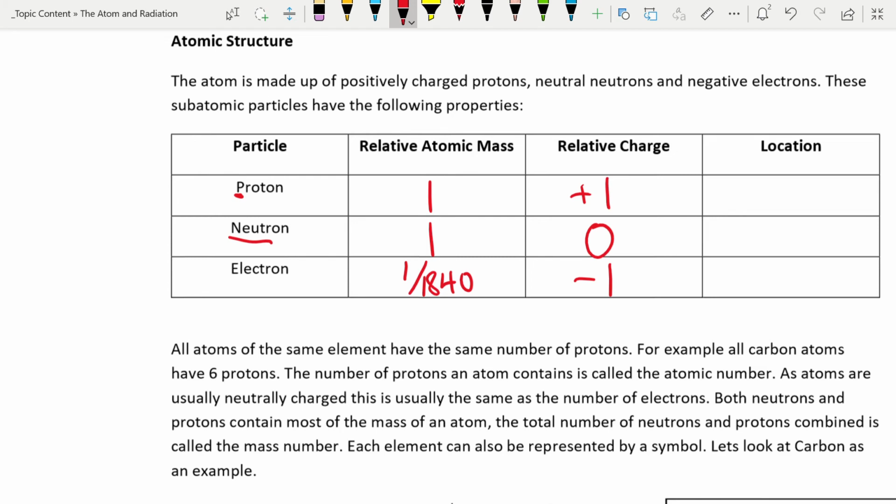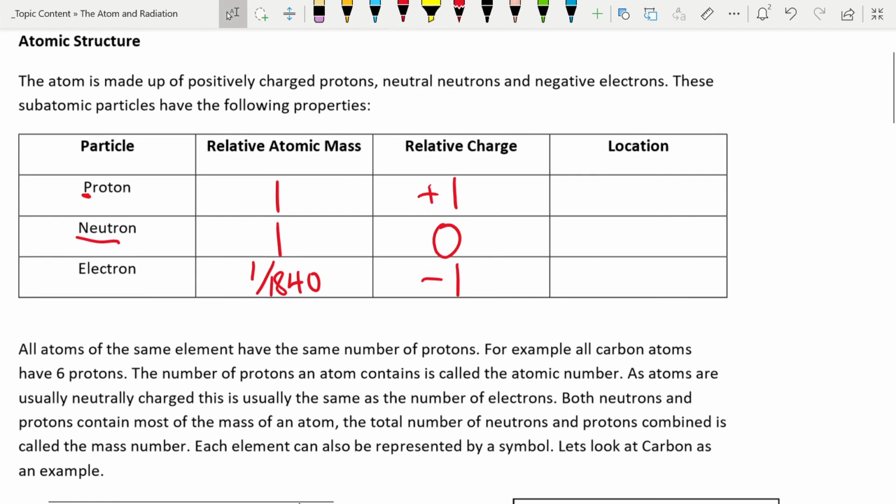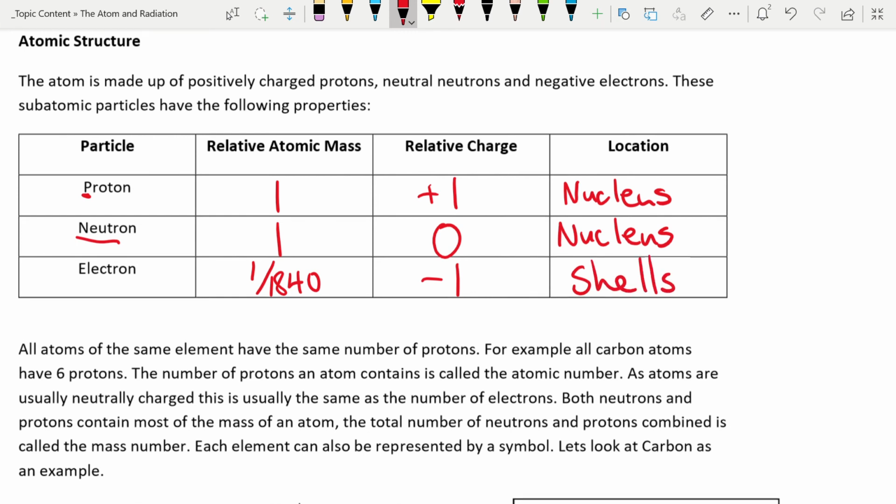And then our location: the protons are in the nucleus, the neutrons are in the nucleus, meanwhile the electrons are in the shells surrounding the nucleus.